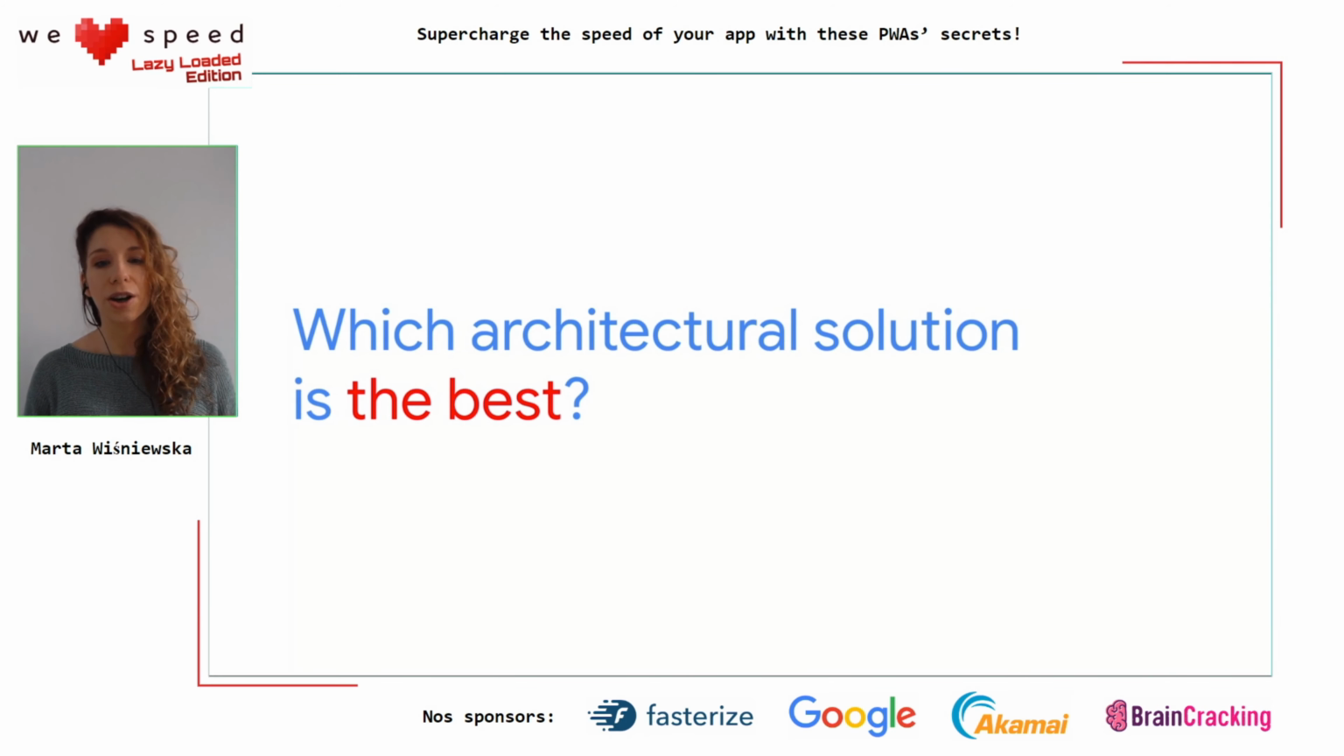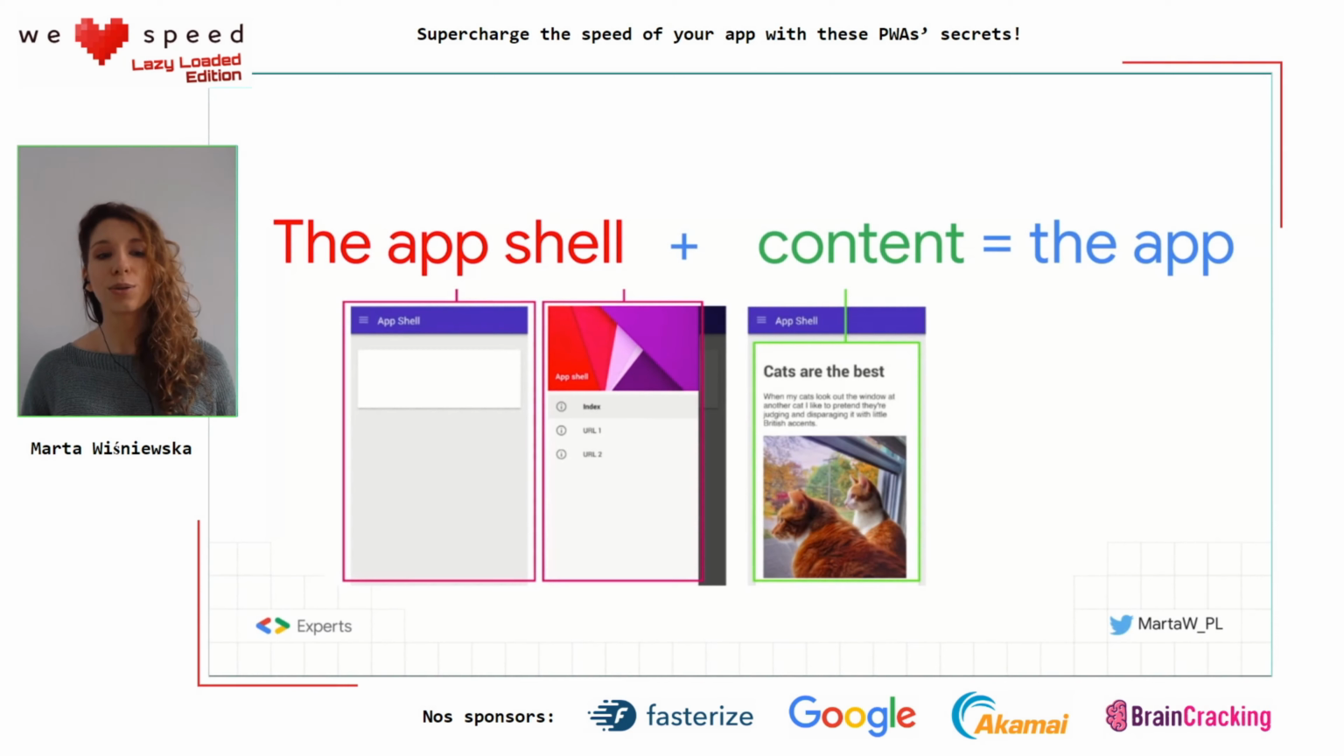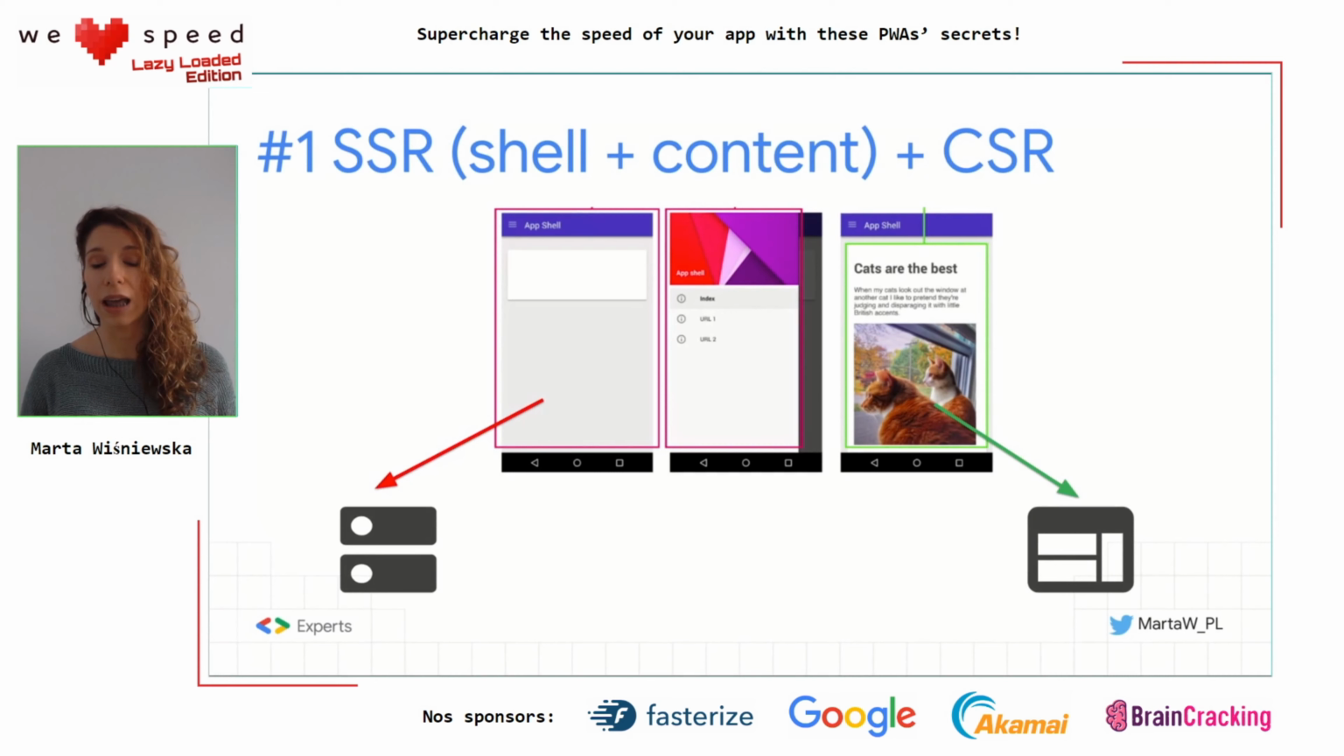And the question is, which architectural solution is the best for your app? It's good to divide your app into two parts and consider which parts of your app are static. You can call them the app shell, the parts typically involved with navigation that repeat on a few pages or most of your pages. And which parts are content, more dynamic, that change more in your app. And for these different parts, we can apply different caching and different solutions.